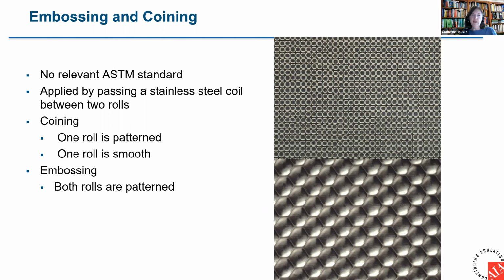These finishes are applied by passing stainless steel coil between two rolls. When one is patterned and the other smooth, you get a one-sided coined pattern. Finishes like linen are a popular example of a coined finish. Embossing is when both rolls are patterned and you have a two-sided finish that gives you much more cold work and creates a much more impact resistant finish.